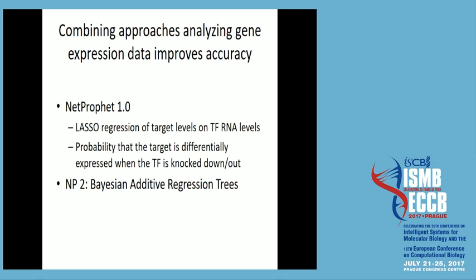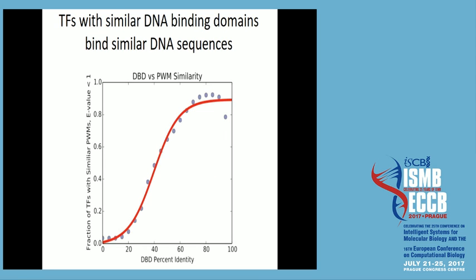NetProphet 2 adds another method of predicting target gene expression as a function of transcription factor expression, known as Bayesian additive regression trees, or BART. And while BART alone performs worse than NetProphet 1, the combination of the two performs better. The second idea is that TFs with similar DNA binding domains, meaning the amino acid sequences of the DNA binding domains are similar, tend to bind similar DNA sequences. And this chart simply shows that that's true in yeast.